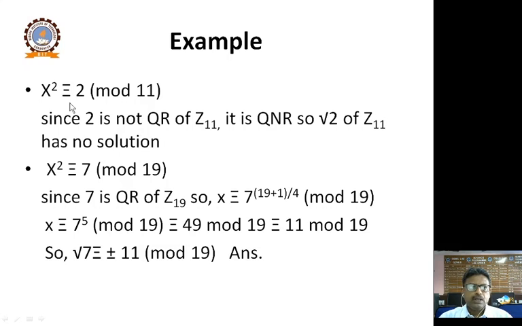Another example: x square congruent to 2 mod 11. If 2 is a quadratic residue, then it will have a solution. Since 2 is not a quadratic residue, it has no solution.